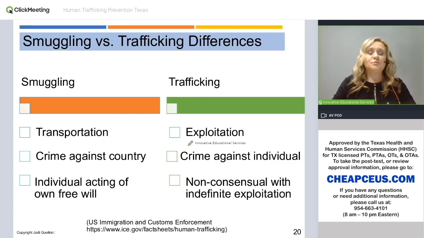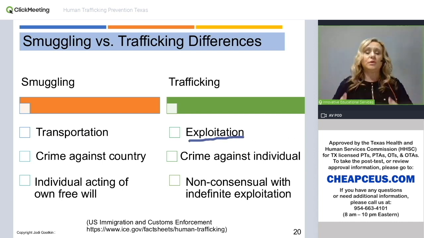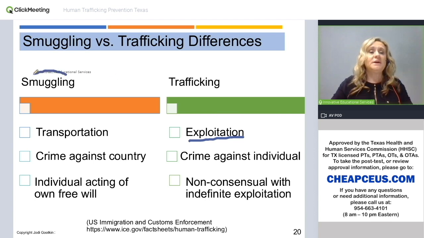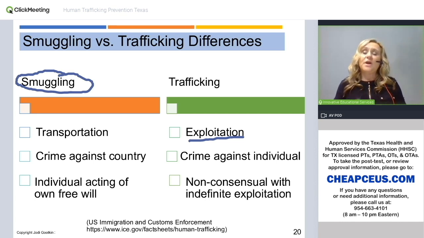Trafficking is that exploitation component where the individual is forced into sex acts or labor for the benefit of another individual. It is non-consensual. It's a crime against that person. Smuggling, on the other hand, is recognized when an individual is specifically trying to avoid the normal immigration process. They're trying to skip a typical legal process. They're coming into a country against the laws, but they are acting of their own free will if it's smuggling.